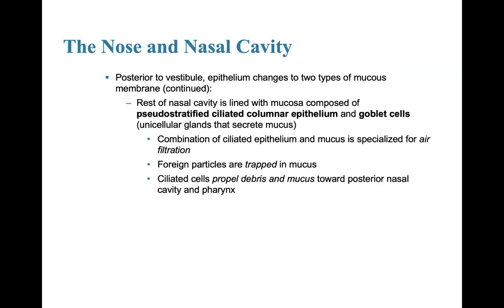The combination of the ciliated epithelium and the mucus is specialized for air filtration. Foreign particles are trapped in the mucus, and the ciliated cells will actually propel the debris and the mucus towards the posterior nasal cavity and the pharynx.